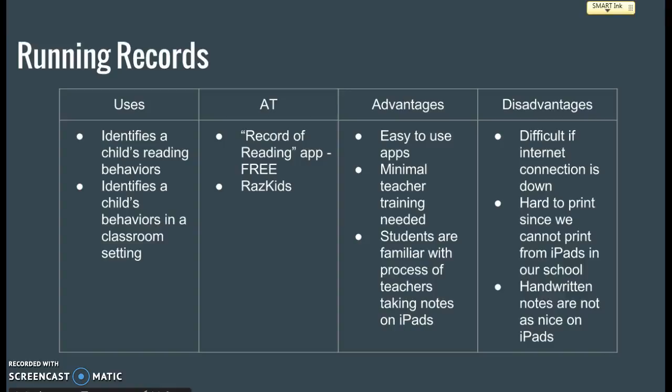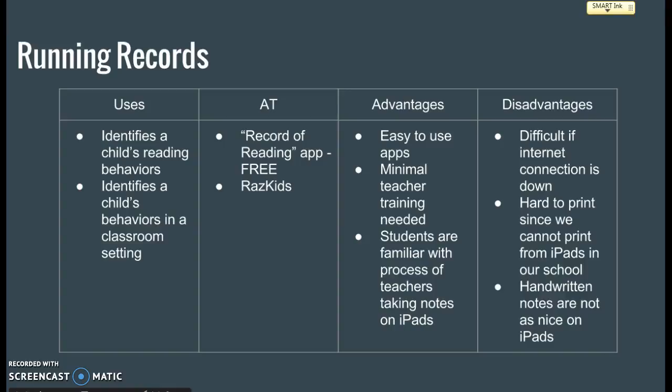This is a free app that you can use to take notes on a student's reading behaviors. Another running records site that is new to our district is RazKids. RazKids is connected to Reading A to Z, and it allows teachers to take running records of students' reading. Advantages of both of these would be that they are both easy to use. These apps require minimal training for teachers. Students are familiar with the process of teachers taking notes on iPads, so this is not a distraction to the students while they're reading to us.